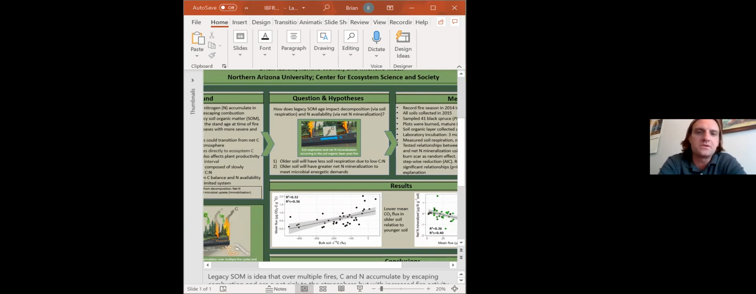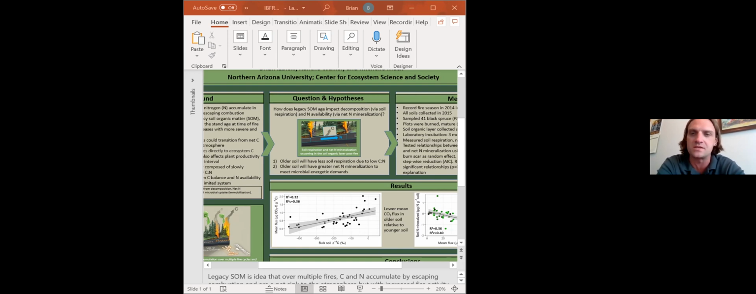Legacy soil organic matter is the idea that over multiple fires, carbon and nitrogen accumulate in the soil organic layer by escaping combustion and are a net sink to the atmosphere. But with increased fire activity, these accumulated layers could combust and make boreal forest a net source to the atmosphere. But we also don't know the other functions that legacy soil organic matter plays in the ecosystem, especially over the inter-fire interval, so a single fire return interval.